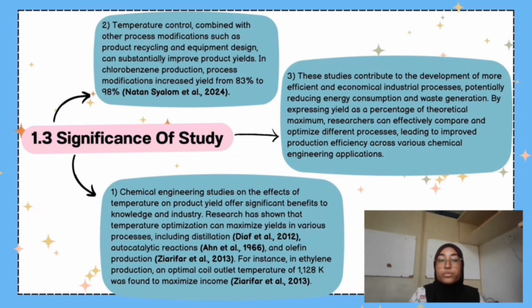Temperature control combined with other process modifications such as product recycling and equipment design can substantially improve product yields. In chlorobenzene production, process modification increased yield from 83 to 98%. These studies contribute to the development of more efficient and economical industrial processes, potentially reducing energy consumption and waste generation. By expressing yield as a percentage of theoretical maximum, researchers can effectively compare and optimize different processes, leading to improved production efficiency across various chemical engineering applications. Thus, a higher yield of product is generally better because it can save time, effort, and resources. A high percentage yield is important in industrial production because it can help minimize waste and unnecessary products.